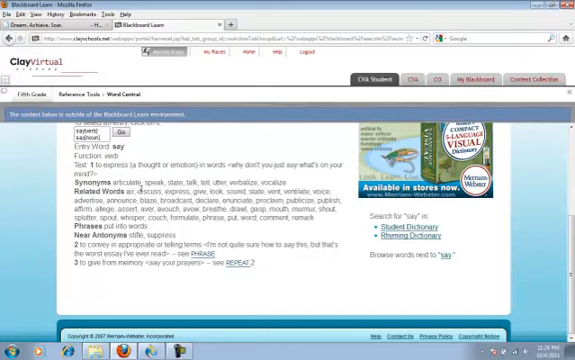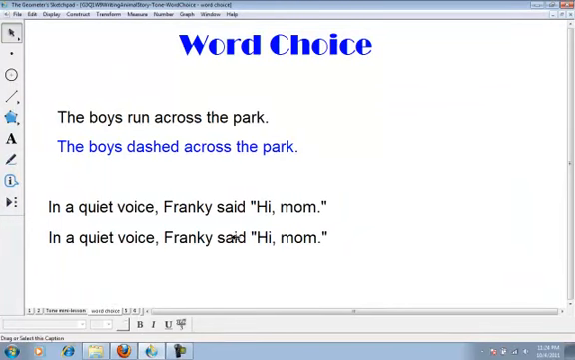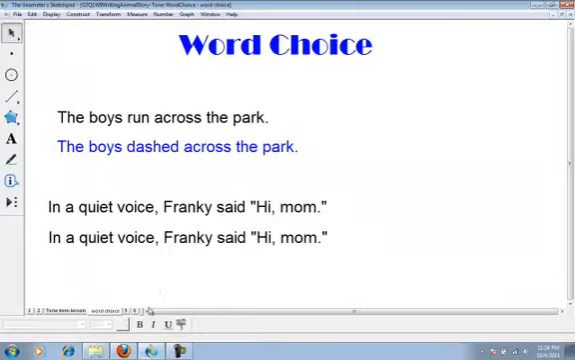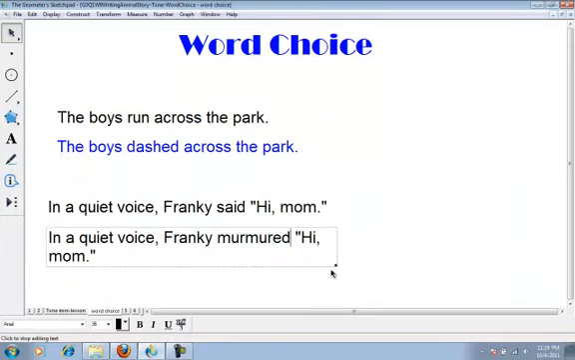Let's look at some of the synonyms. Articulate, speak, state, talk, tell, utter, verbalize, vocalize. Those are some good words. Now, in my sentence, I'm talking about Frankie saying the words, "Hi, Mom," in a quiet voice. So let me scan these words here. What about murmur? If you murmur something, you say it in a quiet voice. So why don't we change the word said to murmured? Remember, I have to make it past tense since said is past tense.